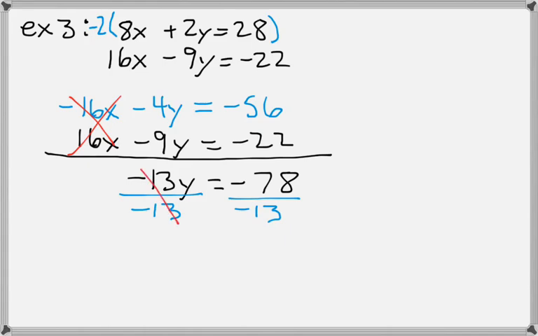So the negative 13s cancel over here, giving us y is equal to 6. Negative 78 divided by negative 13 gives us 6. So step 4 is now done. We are ready for step 5, which is to substitute that number into one of our original equations.